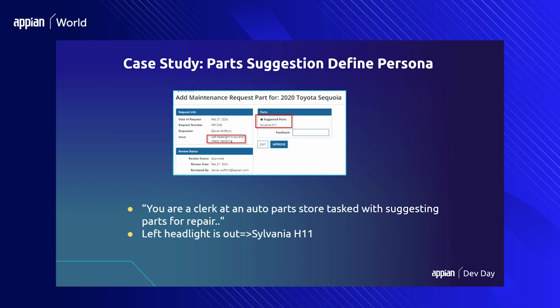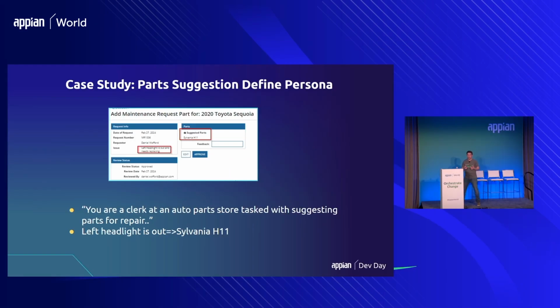Okay, so the first step is define a persona. What you're going to want to do here is think of Prompt Builder as a recent college graduate. So what do I mean by that, right? It's going to have a basic foundation of knowledge, but it's going to need some guidance. So the first thing you're going to want to do is give a persona. That's going to be like the job description. So that persona, for your Academy application, could be that you're a clerk at an auto parts store tasked with suggesting parts for a repair. So you gave it a clear job description. You gave it input, you gave it context. The left headlight is out, and it's going to tell you, hey, you want a Sylvania H11. So that's the first step I would do: define a persona.